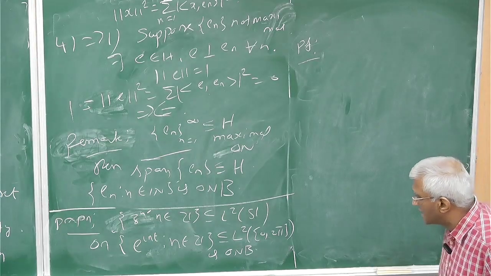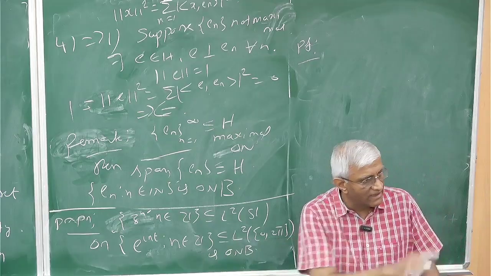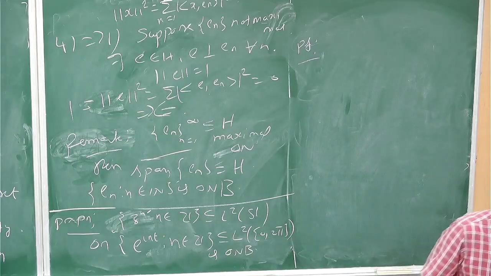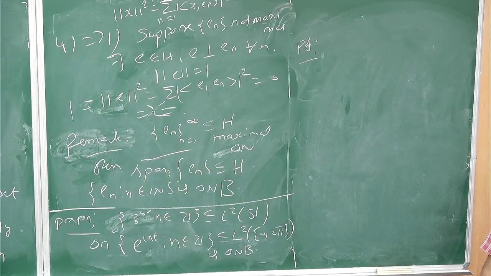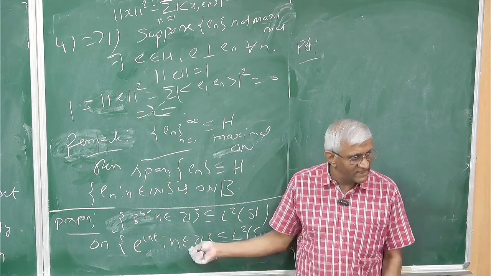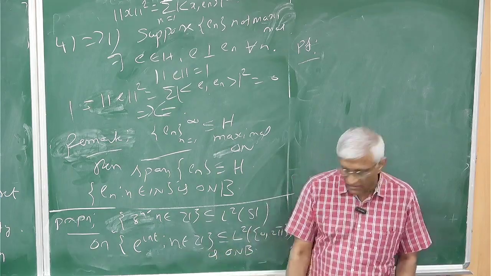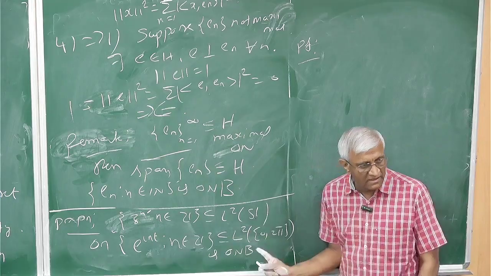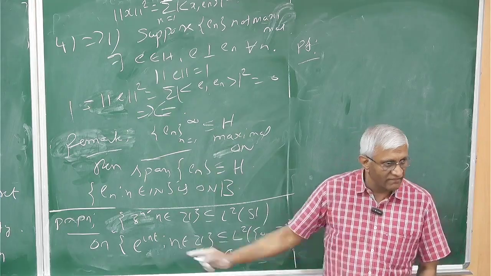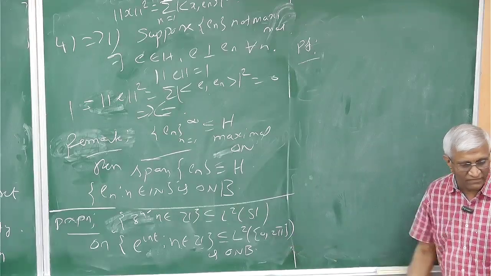What is e? e is the number. T goes to e to the int, a function. e to the int is the function, f of t equal to e to the int, with n in Z varying. For each n, you have a function. It is a set of functions, so it is contained here. This is a space of functions, L2 of 0 to 2 pi. So it is a set of functions.